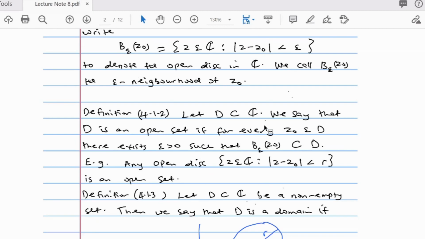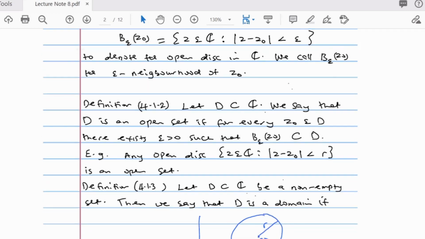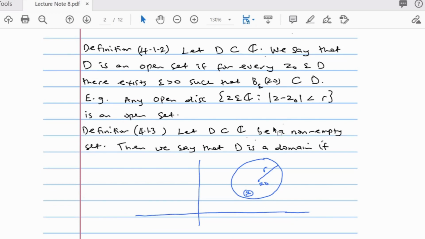Now you have the set of complex numbers C, and you take a subset D. This subset D is said to be an open set if for every point Z naught you pick in D, you can always draw a ball or a disk around that point, and that disk or ball is contained in that set. So your set D is open if for every point you pick in D, you can always draw a disk that is contained inside D. For example, the open disk itself is an open set.